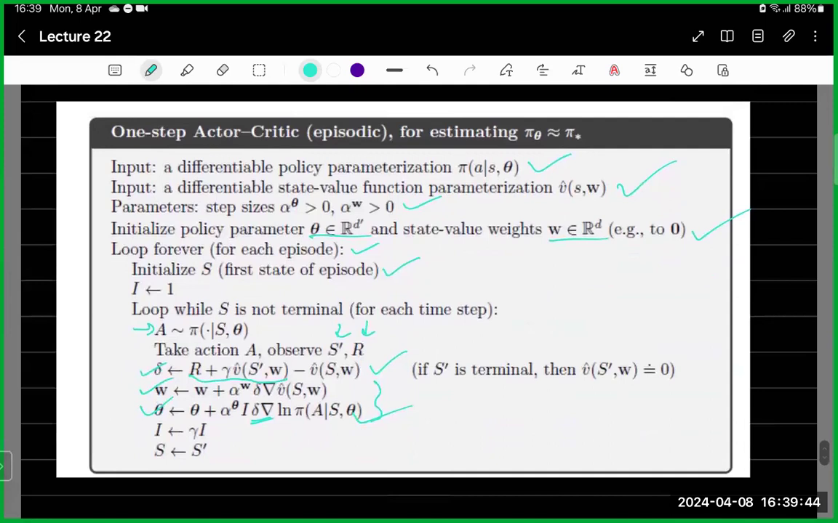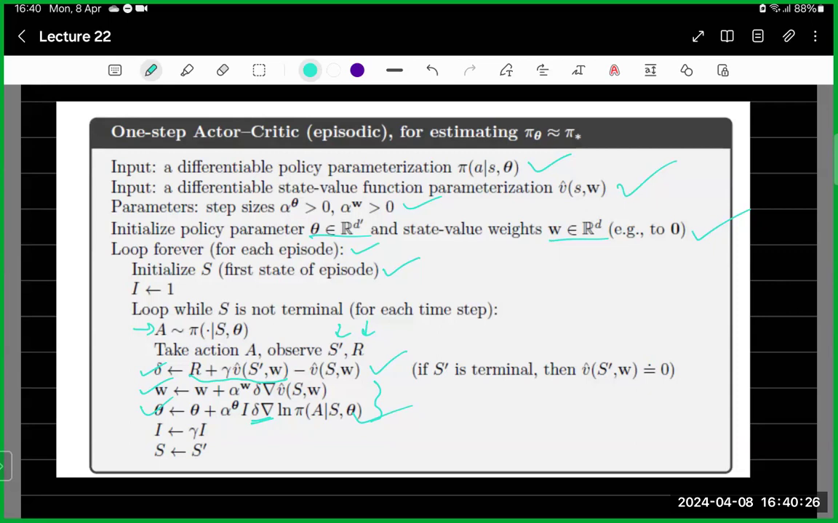So REINFORCE is like a Monte Carlo based policy gradient method, because we are running the whole episode and then doing something with the GTs. REINFORCE with baseline is the baseline version of that, and actor-critic with the baseline is like the TD version of that. You can think of it as an online algorithm, because after every step in the episode, we are able to update our theta parameters.